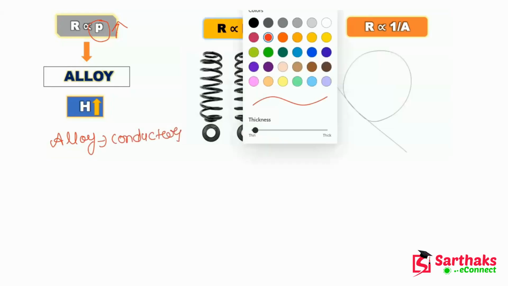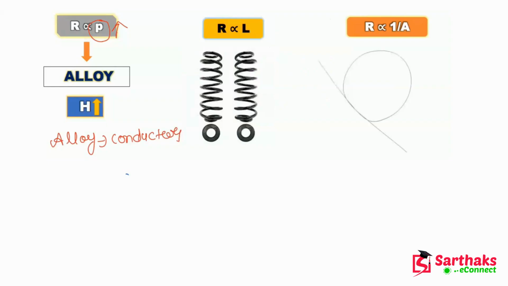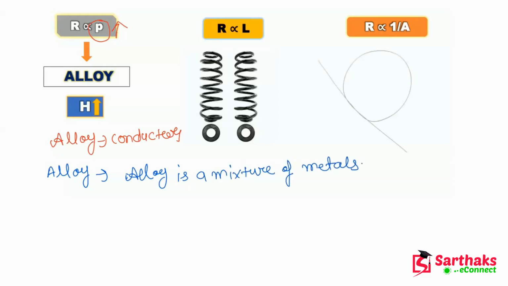So what is an alloy, you might be thinking. An alloy is a combination of two or more metals. An alloy is a mixture of metals. So when you mix metals, what happens? The resistivity is increased. So to increase the resistivity, I am using an alloy as a conductor.